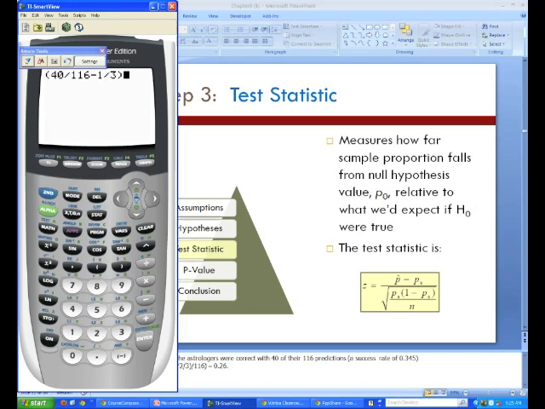So that's my numerator, 40 over 116 minus 1/3, and I put parentheses around that. Divided by the square root, and then I don't put any parentheses around this. If you're using the old calculators, it'll put parentheses for you. You can go ahead and leave that alone. But 1/3, open parenthesis, 1 minus 1/3, close parenthesis, divided by 116, and enter. And you should get 0.2626. Is that what everybody's getting?